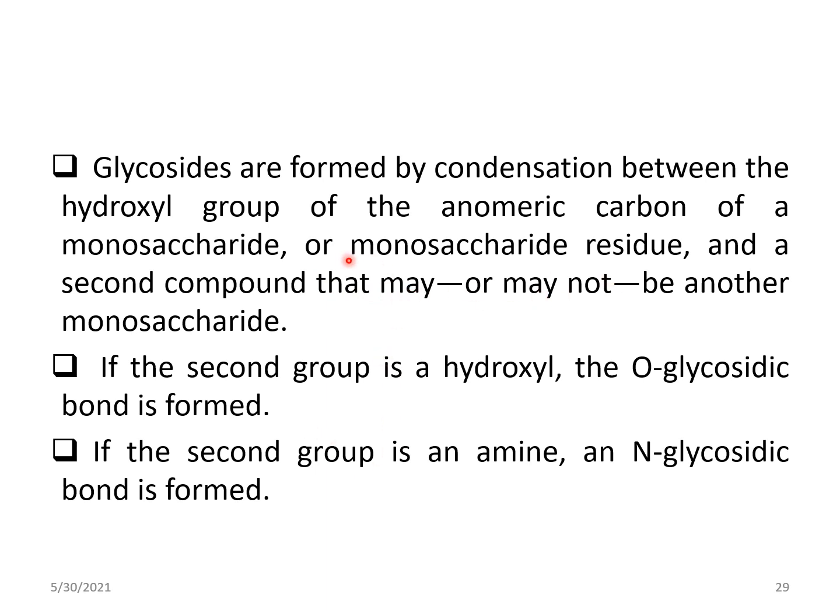If the second group is a hydroxyl, then the resultant bond is of the O type. It is called an O-glycosidic bond. While if the second group is an amine, the resultant is an N-glycosidic bond.